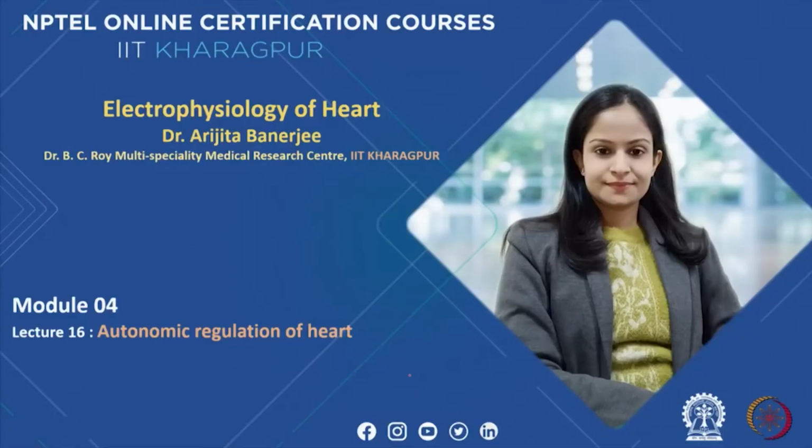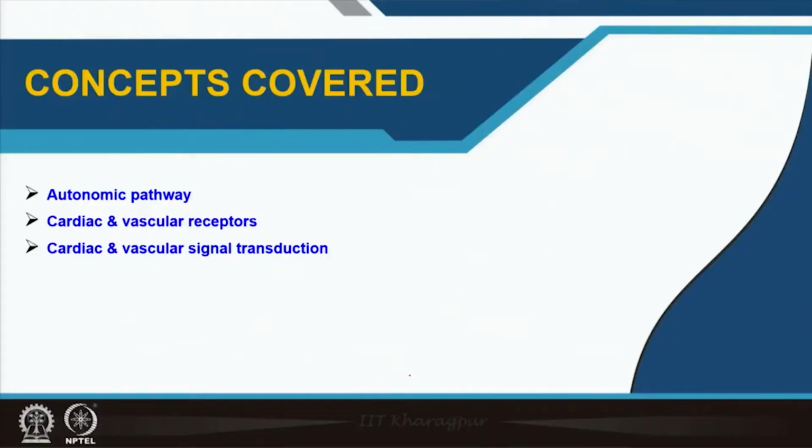Hello everyone. So today we will start our next topic, that is autonomic regulation of heart. So far we had discussed all about the abnormalities we have seen in ECG. Today we will discuss about the autonomic pathway, what are the cardiac and the vascular receptors and how signal transduction occurs in these receptors, that is the cardiac and the vascular signal transduction.